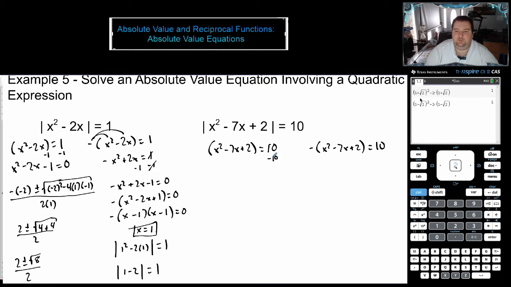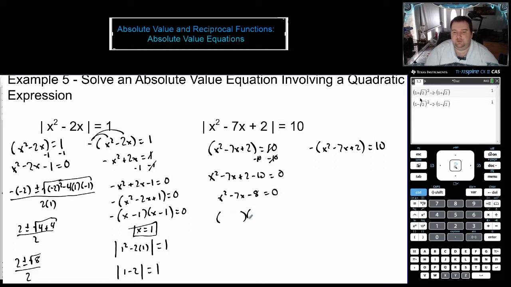I'm also going to subtract 10 from both sides right now, just to make it equal to 0. So we're going to have x squared minus 7x plus 2 minus 10. I could have combined them, but I don't want to confuse you guys. Well, you're smart. I probably should have just done it in a step. 2 minus 10 is negative 8 equals 0.